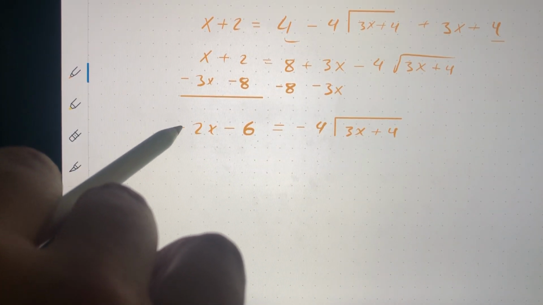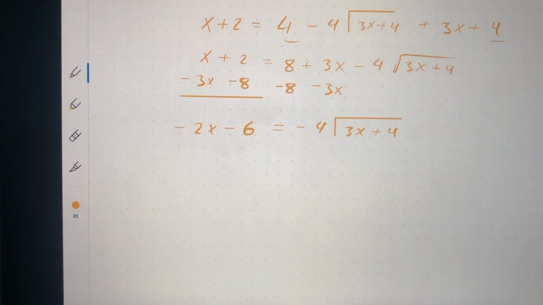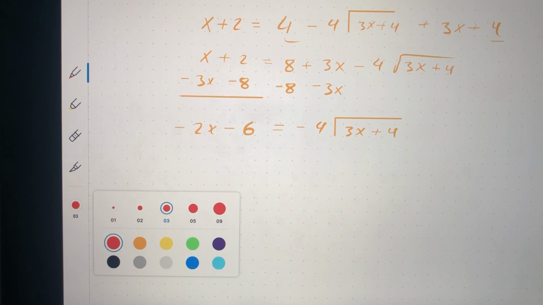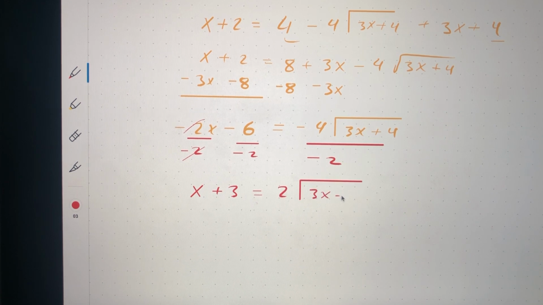So if we divide both sides by negative 2, we'll switch all the signs and the numbers will get a little bit smaller. So let's divide every term by negative 2. These cancel off, giving us positive x. Negative 2 goes into negative 6 3 times. Negative 2 goes into negative 4 twice. And then we have 3x plus 4. Now at this point we are ready to square both sides to cancel the roots.